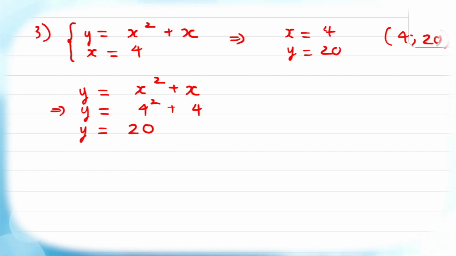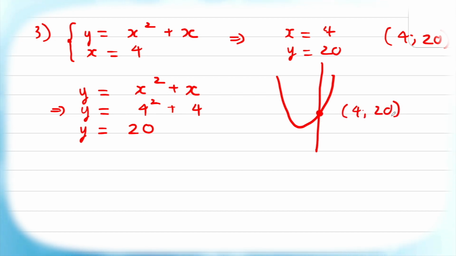And for this kind of question, we only have one solution. I mean one intersection point. One intersection point between this graph and x equal to 4, which means a vertical line like here. And the point here will be 4 and 20.